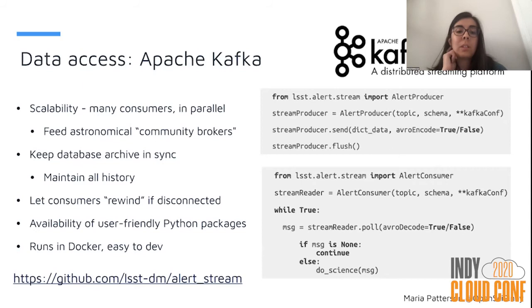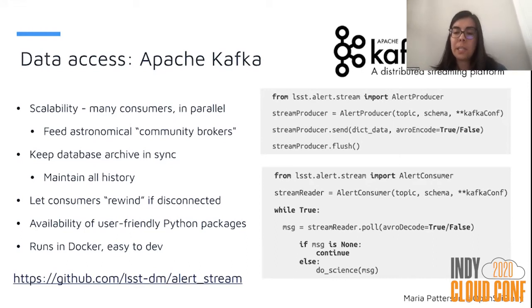It's also good because you can rewind the stream if you're disconnected, so you don't have to be connected all the time. And there's a number of friendly Python packages that you can use with this. The LSST basically wrote wrappers around some of the packages that connect to Apache Kafka. And you can see here, you basically just import an alert producer on the side of the distribution component, which defines some topic that the consumers can listen to on the other side.